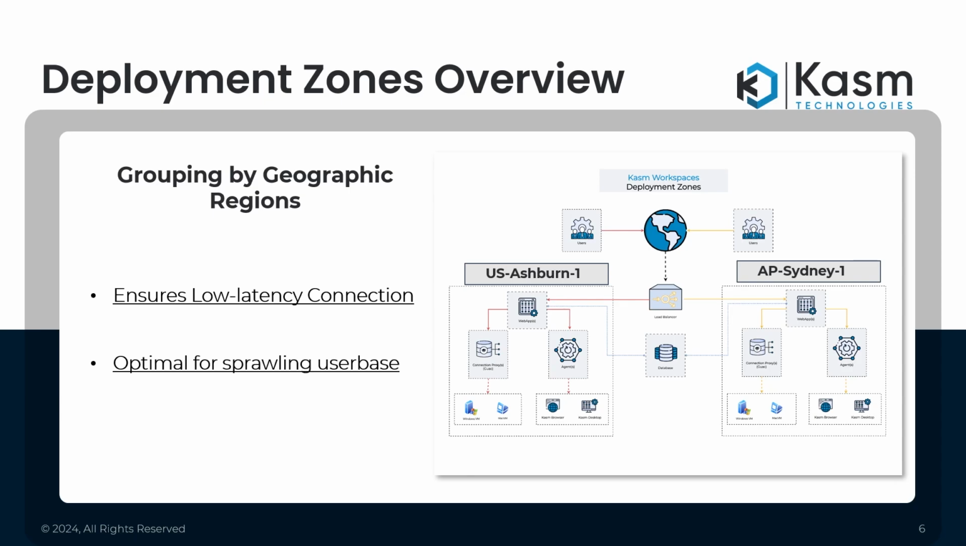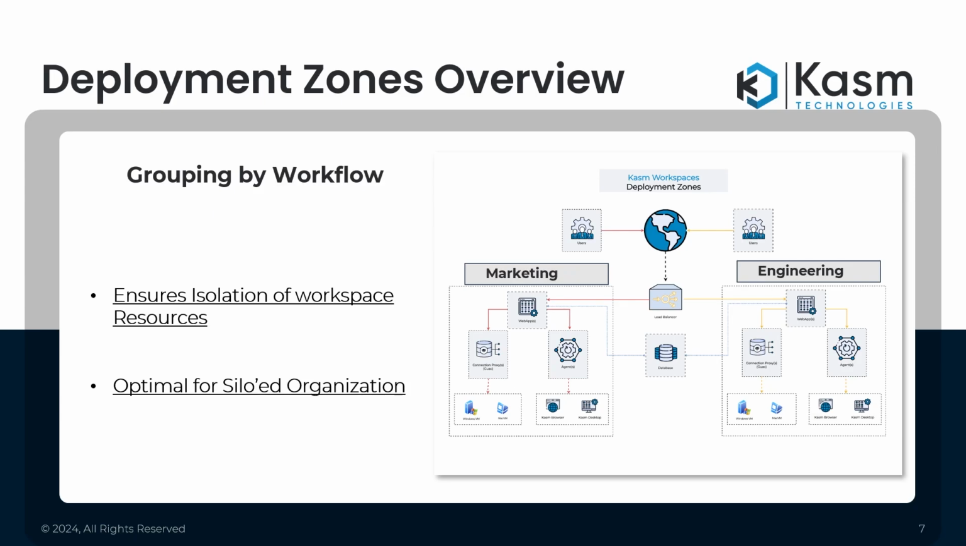For instance, you could establish one zone in Virginia or more broadly in United States and another zone to serve users in the Asia Pacific region or Australia. The other common deployment zone strategy is grouping by workflow. This is most commonly used by large or siloed organizations that need to maintain strict isolation between different departments for security reasons. An example for this would be to create a separate zone for the marketing department and a separate zone for the engineering department.